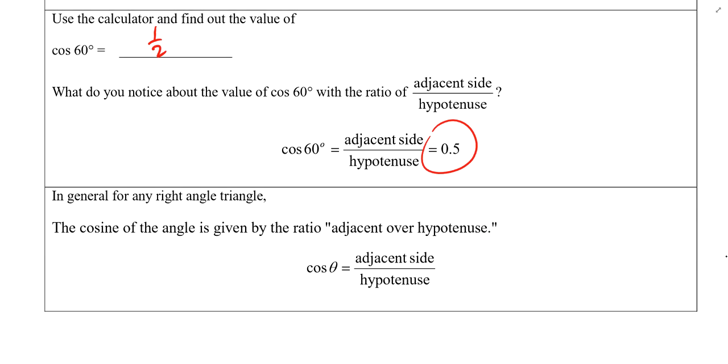Now, for the angle theta, because it doesn't always have to be 60 degrees, it could be 50, it could be 40, it could be 80, it could be 89. But it can't be 90. This ratio is called the cosine ratio. We call it cosine theta, where theta is just an angle. Theta can be any angle you like between 0 and 90. And we call it the adjacent over the hypotenuse.